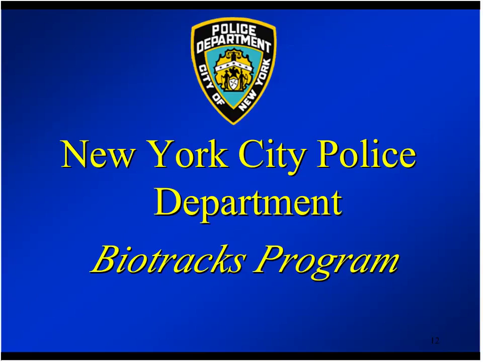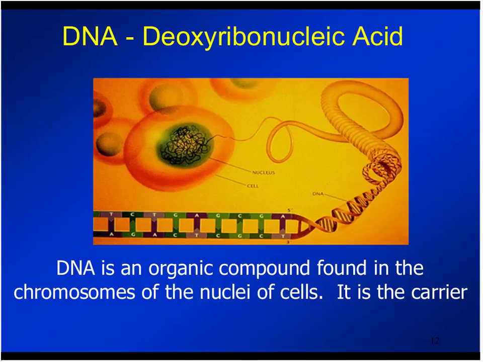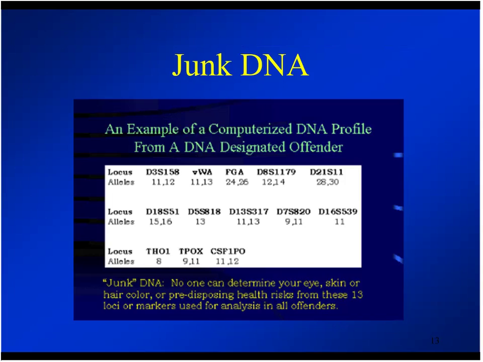The program that I'd like to discuss with everyone is the BioTrax program. Before I actually get into the program, I'd just like to go over some basic concepts of DNA and what it's all about. DNA is an organic compound found in the chromosomes of the nuclei of cells. It is the carrier of our genetic information. Basically, what this is telling us is it makes us who we are. It makes us being 6'4", brown hair, weighing 220 pounds, to basically having different genetic composition within our cells.